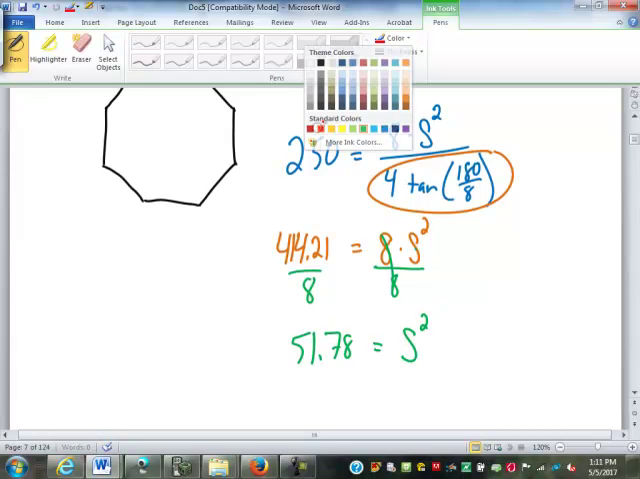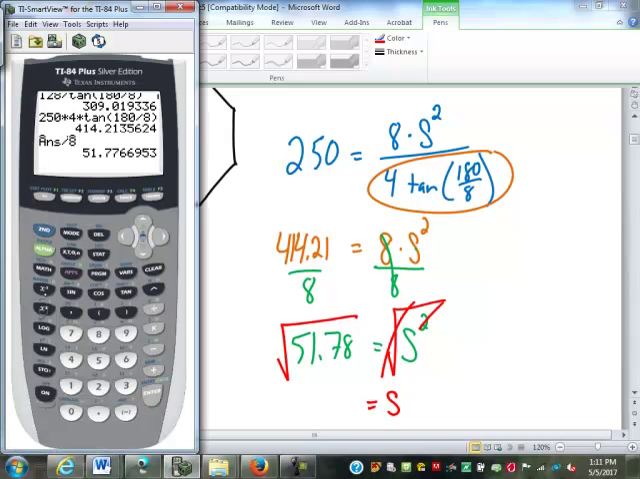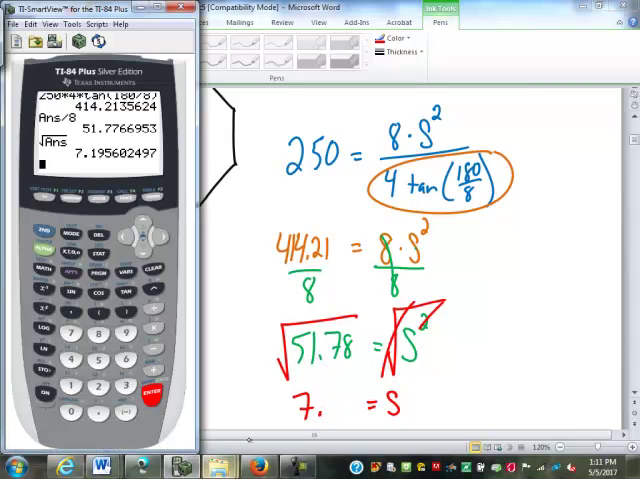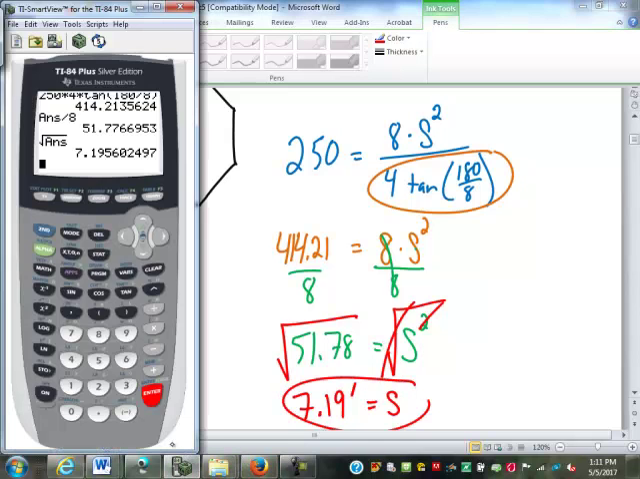Now what's my last step? Square root. Cancels out the squared on the S. So second square root, second answer: 7.20 feet. Probably 7.20 would actually be rounding up. So I probably should round to 7.19 feet. Because if I round it up, that might put me slightly over the 250 square feet, right? So even though that number should round up, we better round it down. So 7.19.